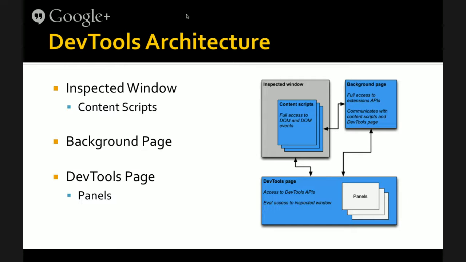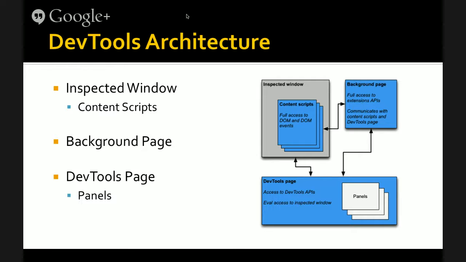But then there are 2 other parts that are more directly part of the Chrome extension. There's your background page. The background page does what it sounds like. It kind of sits in the background. It launches the extension, and it doesn't really do much unless you're specifically telling it to do something. But it can communicate with the inspected window via the post message API. So you can post messages between windows in that sense.